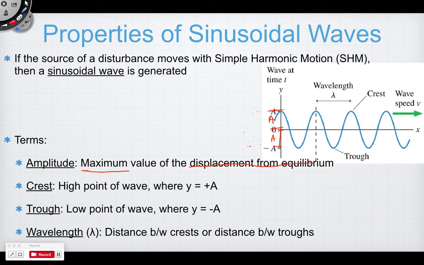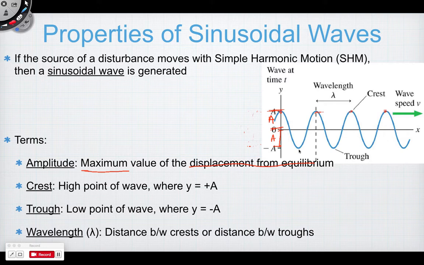The next term, which goes into vocabulary, is crest. Crest is the high point of a wave. So this is a crest, that is a crest, this is a crest. It's a crest right there too. So this is 1, 2, 3, 4 crests right there. It's where your y position is at a maximum, at your positive amplitude.